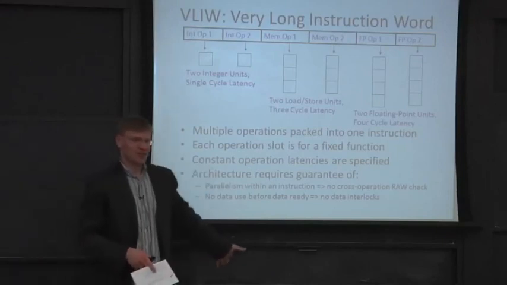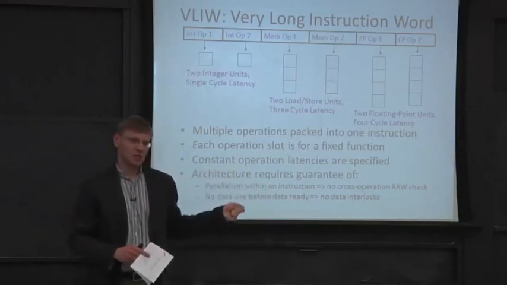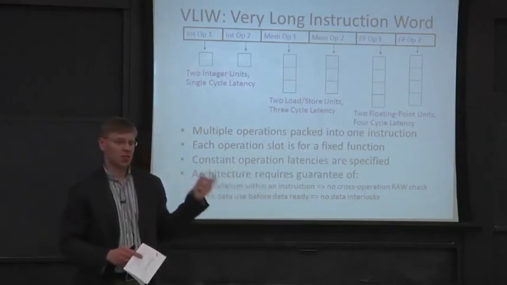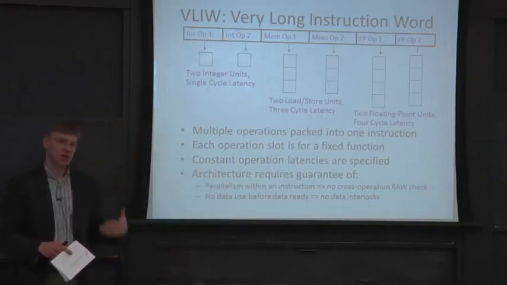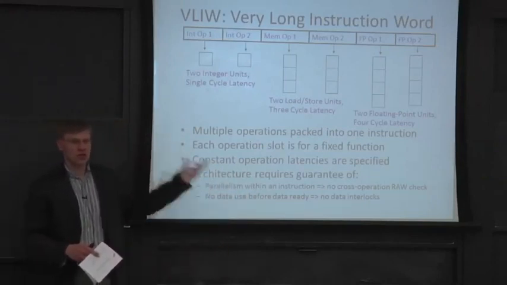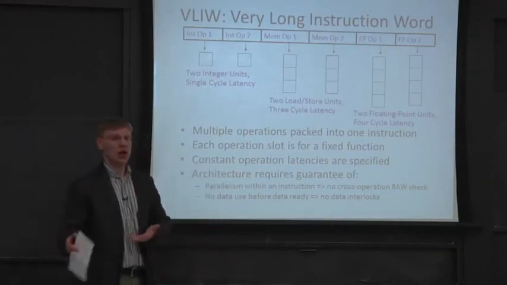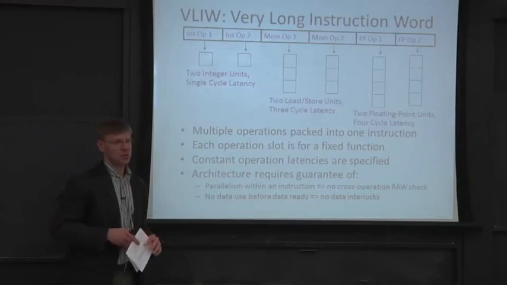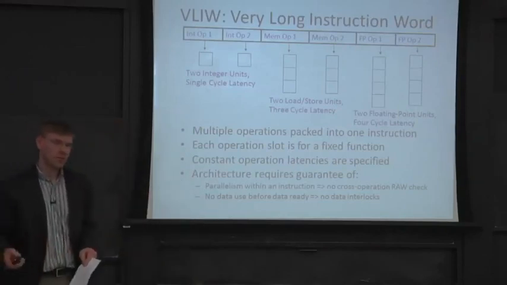Downsides to this. We're not able to react to dynamicism very well, or dynamic problems. So cache misses, branch mispredicts, things like that. Because we're not going out of order, because we don't have all that extra hardware in there, we can't go schedule around those problems. So that's a downside to these architectures.